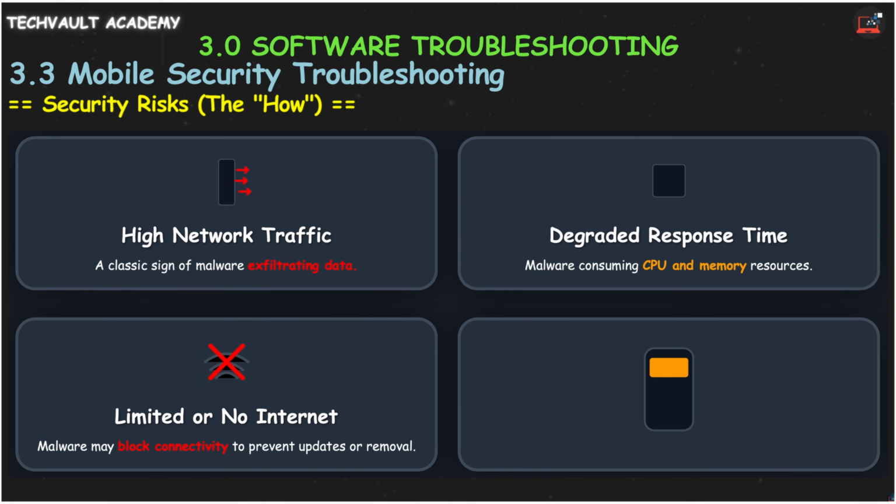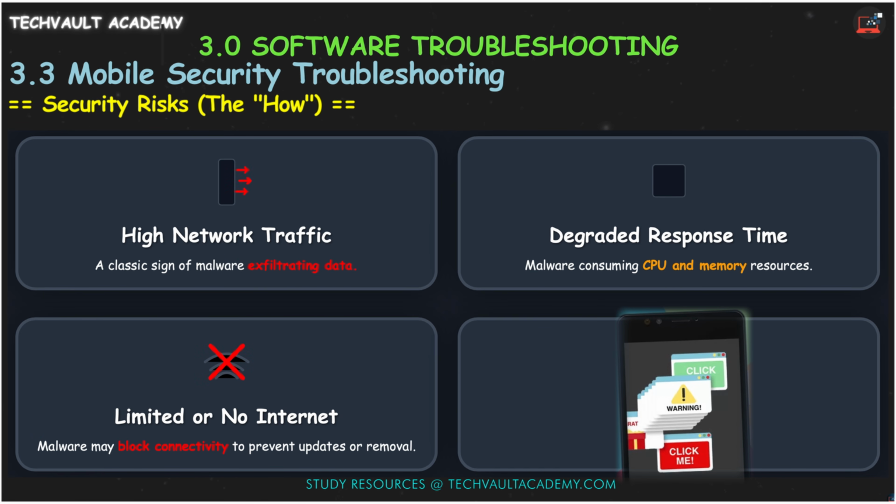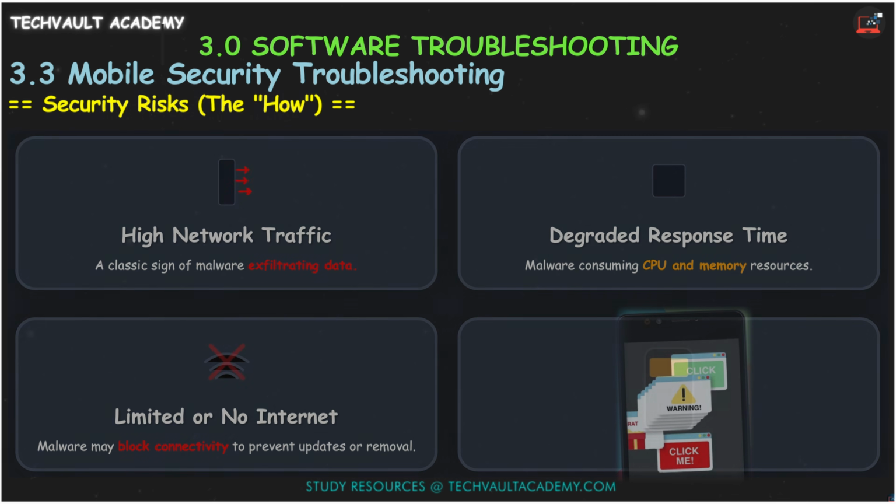Another symptom is degraded performance. If the phone is suddenly sluggish and restarting doesn't fix it, malware could be consuming all your CPU and memory in the background. You might also experience limited or no internet connectivity, as some malware blocks access to prevent you from downloading security updates. And of course, a sudden high number of ads popping up everywhere is a dead giveaway for adware.